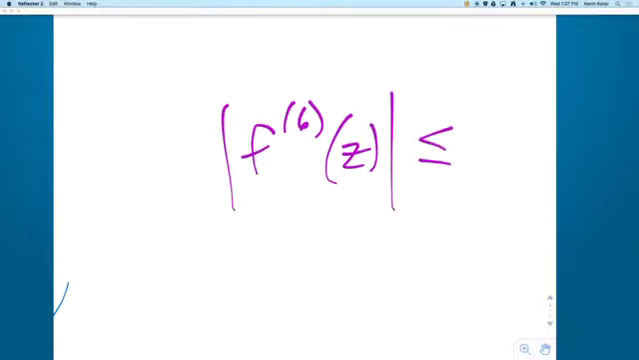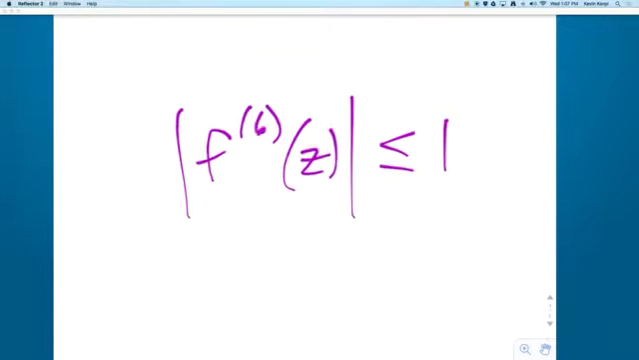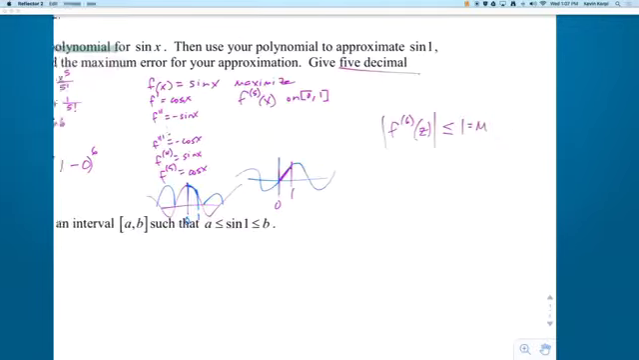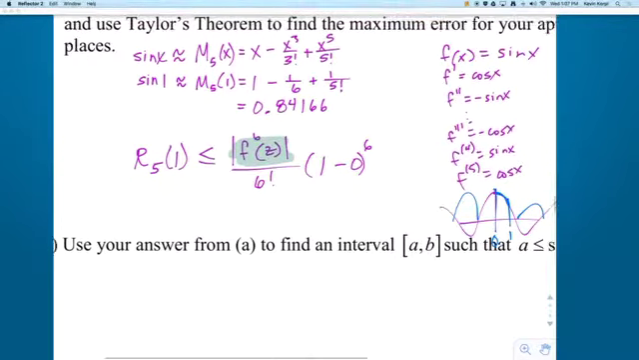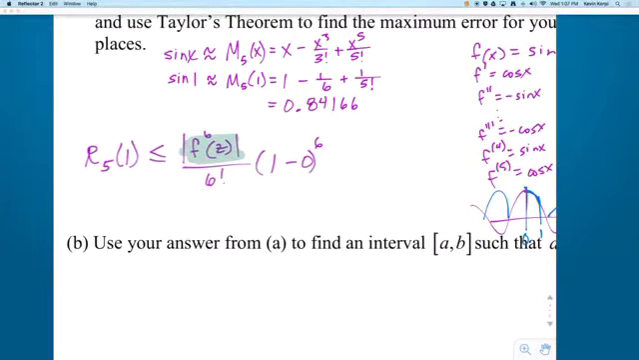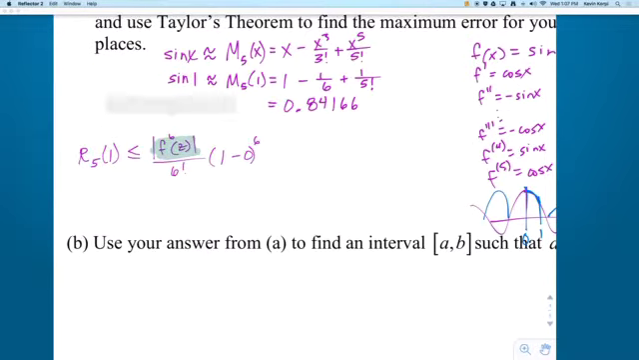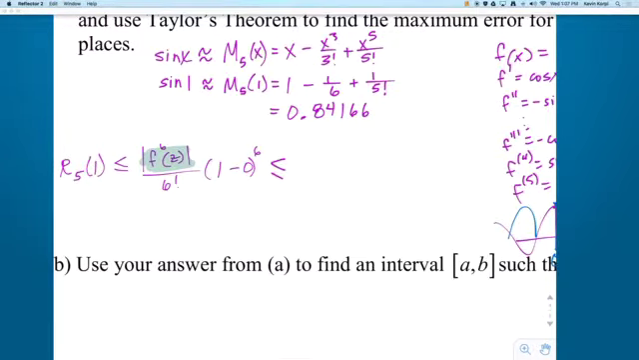In other words, the absolute value of the sixth derivative at some z value is always going to be less than or equal to 1. So you can let that equal M. And so what we can do is we can now substitute this. Let me kind of scoot this over here. We can now say that the error is less than or equal to 1 over 6 factorial times 1 to the 6. And there you go. You have your answer. It's 1 over 6 factorial.